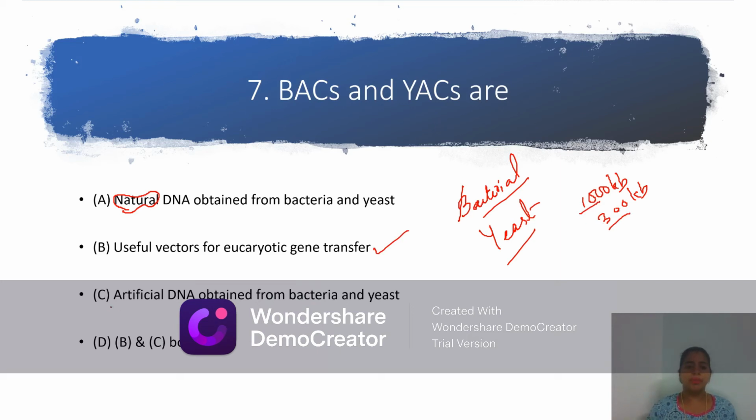Okay, we'll see the next statement also. Artificial DNA obtained from bacteria and yeast. Of course, they are pieces of artificial DNA obtained from bacteria as well as yeast. Correct. And option D is saying both the statements B and C are correct. Of course, B and C are the correct option. Next one.